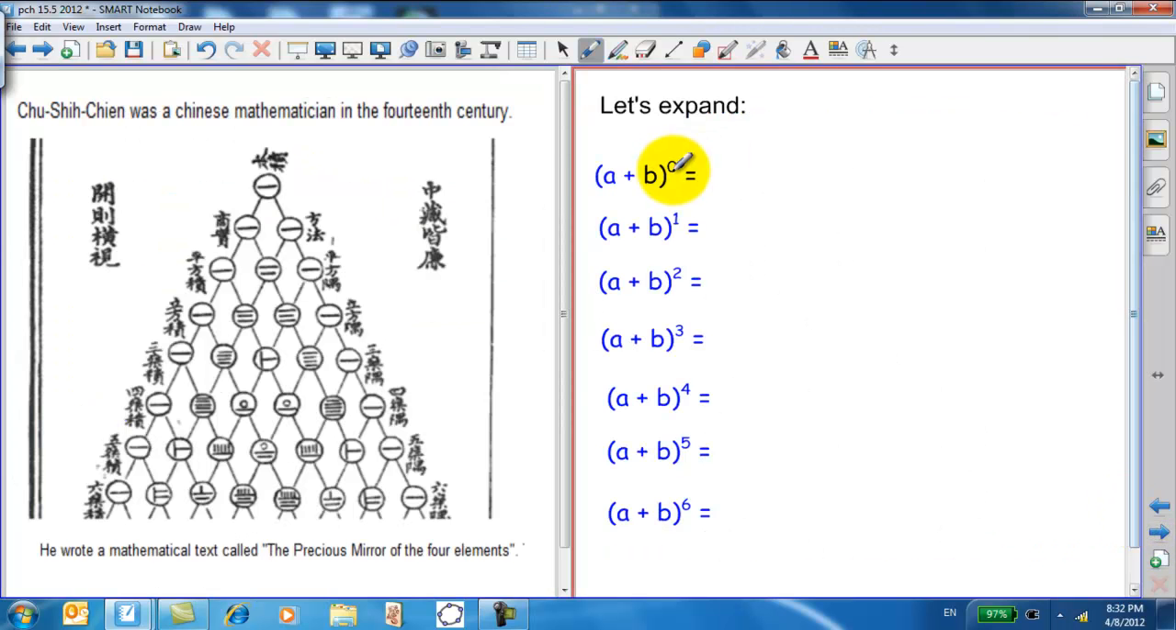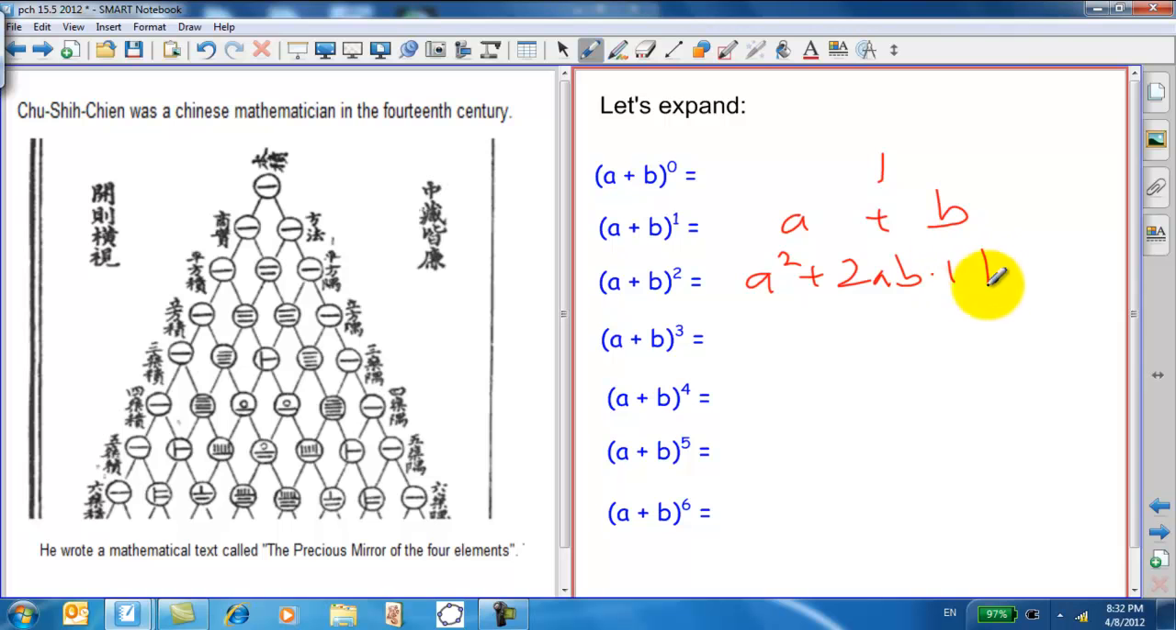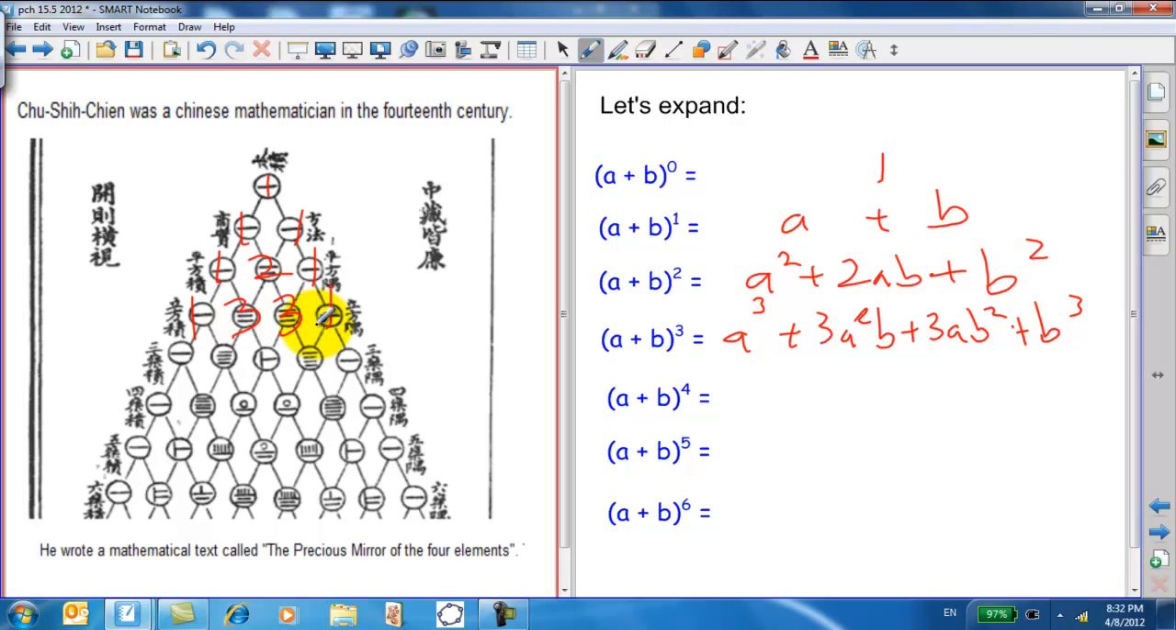Let's expand these out. (a + b) to the 0 is just plain 1. (a + b) to the first is a + b. (a + b) squared, remember this, a squared + 2ab + b squared. And you can see the 1, 1, 1, 1, 2, 1 showing up from Pascal's triangle. Here's a cubed + 3a squared b + 3ab squared + b cubed. And again, there's your 1, 3, 3, 1.